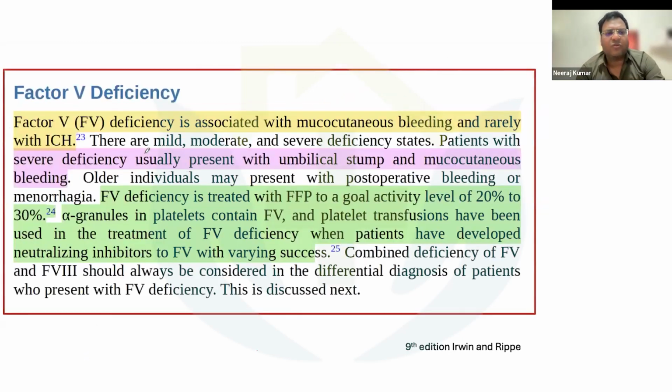I've already explained all those questions. So this is the first statement. This is the second statement: there are three forms, mild, moderate, and severe deficiency. And factor 5 deficiency is treated by FFP. Your goal should be 20 to 30%. And alpha granules in the platelet always contain factor 5. That's why platelet transfusion can be utilized in cases of factor 5 deficiency.